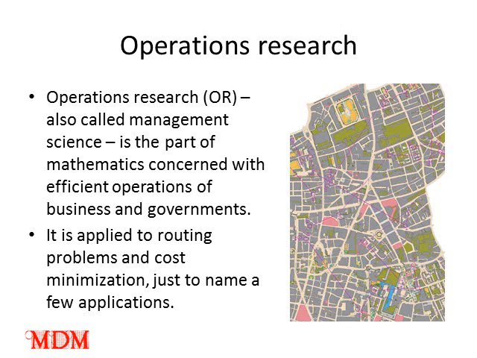Now, why is this all important? It seems like the Königsberg Bridge problem was just something that people were doing as a pastime, sort of recreational mathematics, if you will. Well, it actually turns out that the graph theory that Euler developed has helped with management science. Operations research, which is also called management science, is the part of mathematics concerned with efficient operations of business and governments.